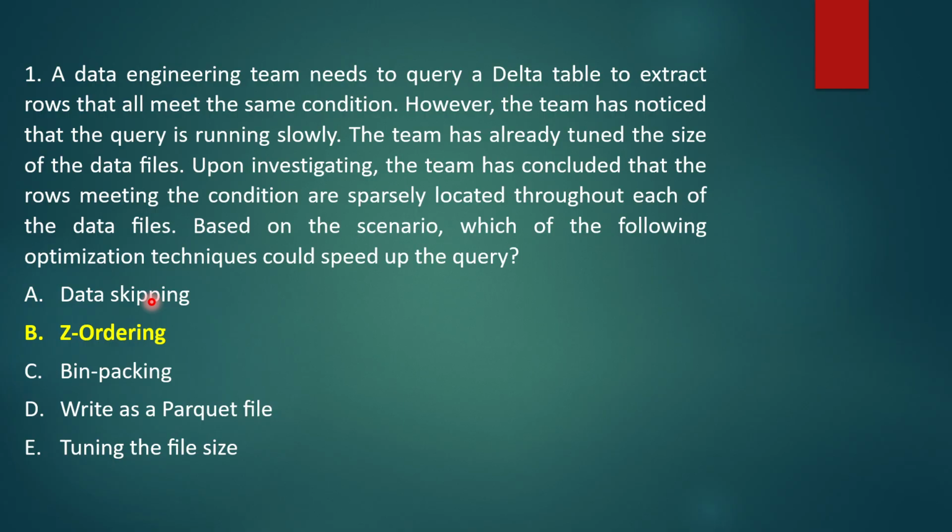Why not data skipping? It automatically records min and max statistics for columns in each file, so it will filter values outside the range of the file. Bin packing combines small files into larger ones, which improves read-write performance in general. Writing as a Parquet file means it writes the data in a standard Parquet format only. Tuning the file size means adjusting the size of individual data files to an optimal range. So based on this scenario, the correct answer is Z-ordering. Let us move to the next question.